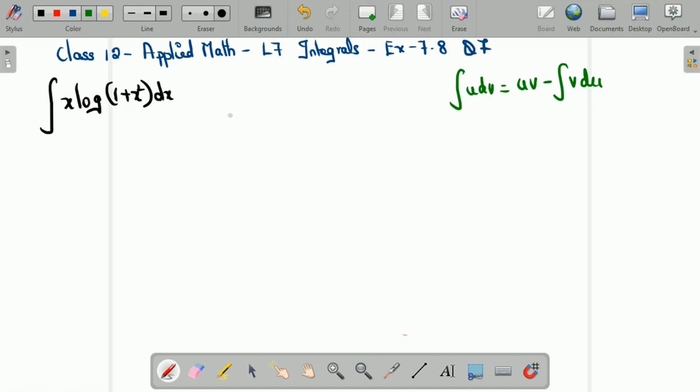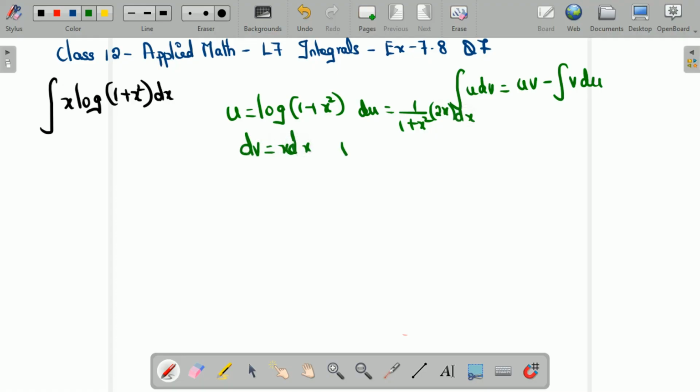So let's identify the u here. So u here is log of 1 plus x squared. So du is equal to 1 by 1 plus x squared into 2x dx. Now dv is equal to x dx. So v is going to be integral of x dx, which is x squared by 2.